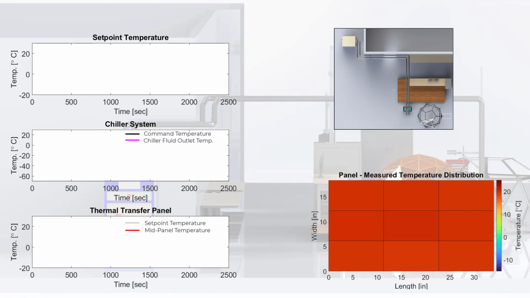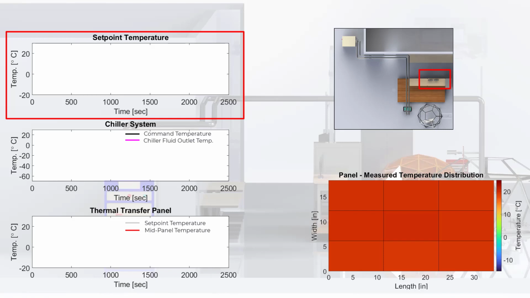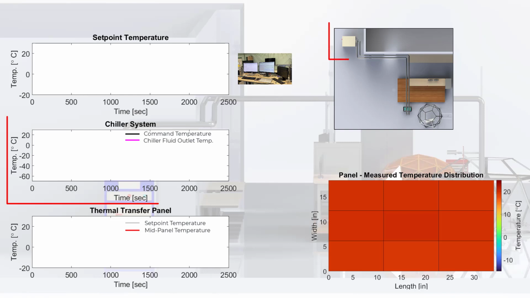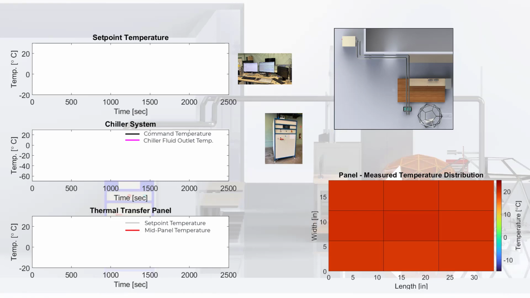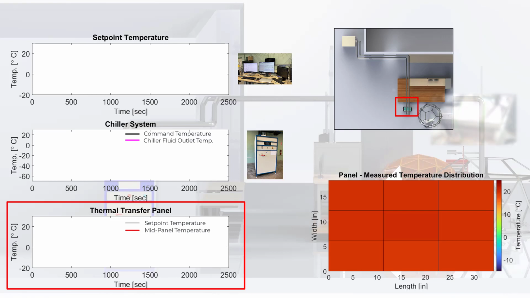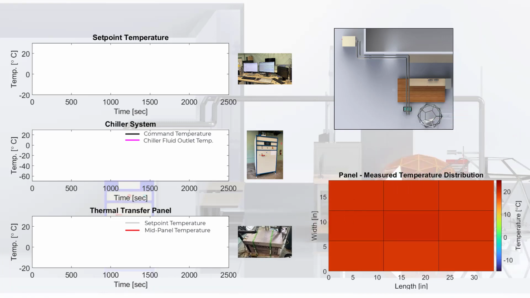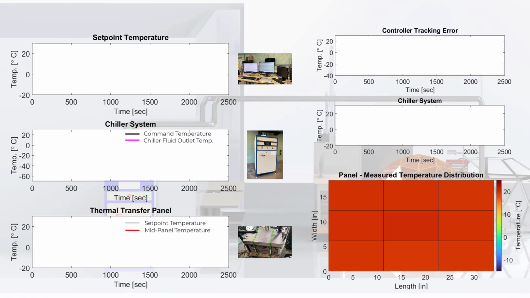In this demo visualization, the top plot will show the set point temperature for the thermal transfer panel sent from our real-time computer. The middle plot will show the temperature signals relating to the chiller, both the command temperature from the controller and the measured outlet fluid temperature. The bottom plot will show the measured mid-panel temperature, which is the feedback signal to our controller, along with the set point signal for comparison. On the right, you will see the measured temperature distribution for the 9 sensors placed in the thermal transfer panel. The tracking error for the controller and the mean panel temperature will also be shown on the screen.